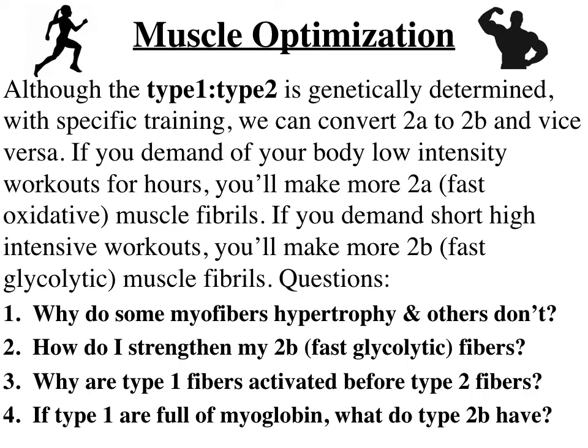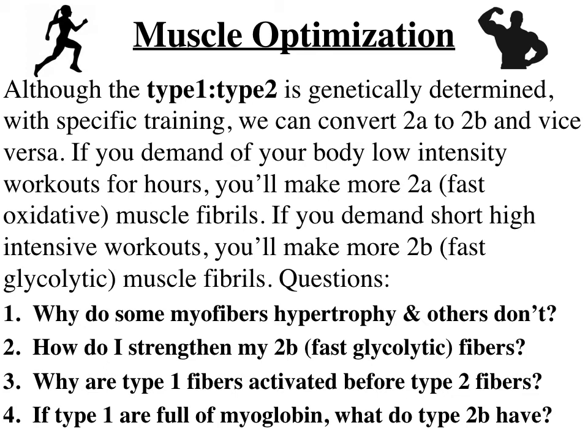Muscle recruitment, muscle optimization. Okay, so stay with me here. Although the type 1 to type 2 ratio is genetically determined, with specific training we can convert 2A to 2B and vice versa, from 2B to 2A. If you demand of your body low intensity workouts for hours, you'll make more 2A muscle fibers. If you demand short, high intensity workouts, you'll make more of the 2B, on the right side of the spectrum, muscle fibers.